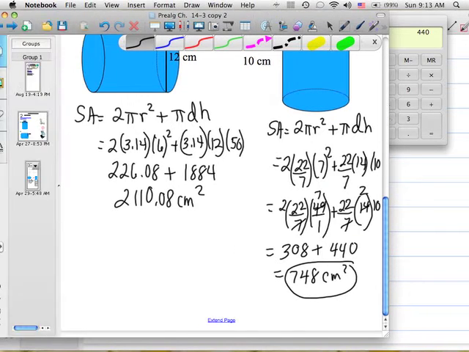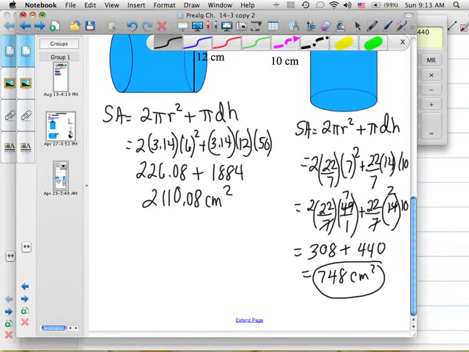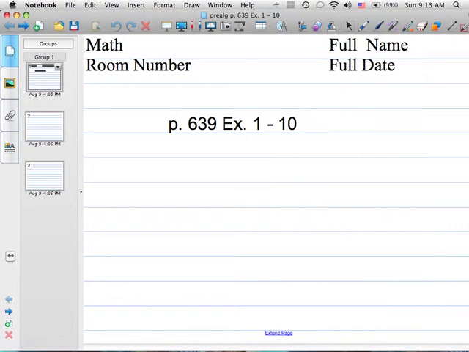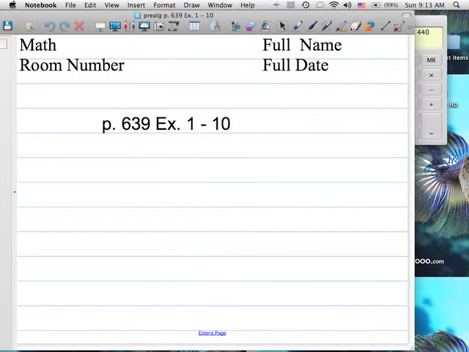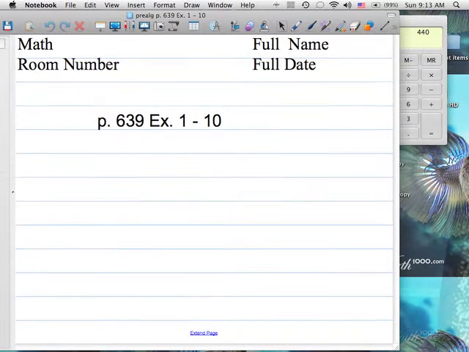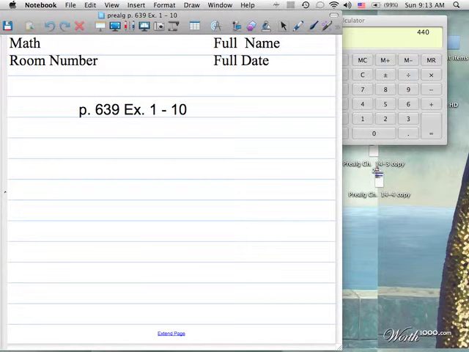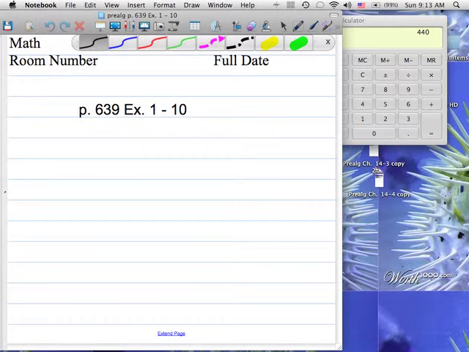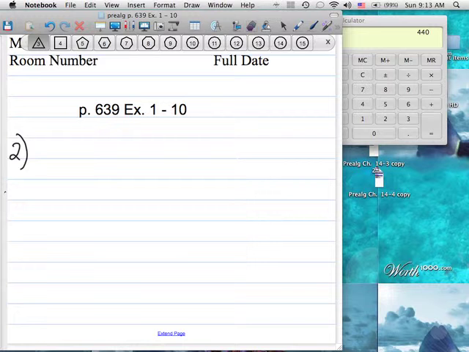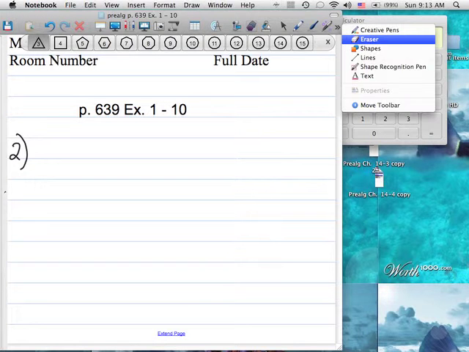Okay, so that concludes the explanation of how to find the surface area of a cylinder. We're ready to start the assignment. Have your calculator handy. So we're doing 639, numbers 1 to 10, and problem number 2. I am going to draw the shapes. It doesn't take forever. That's good.